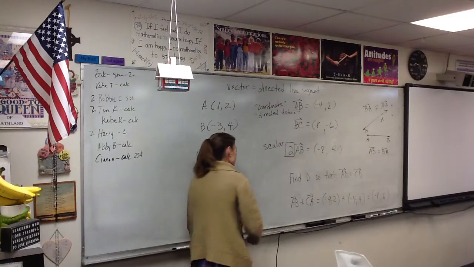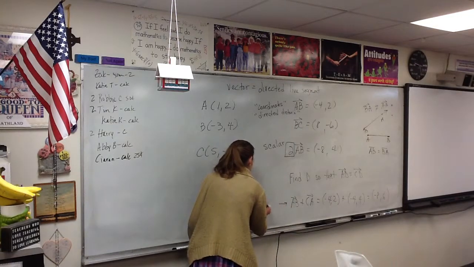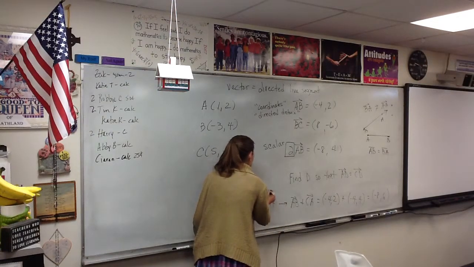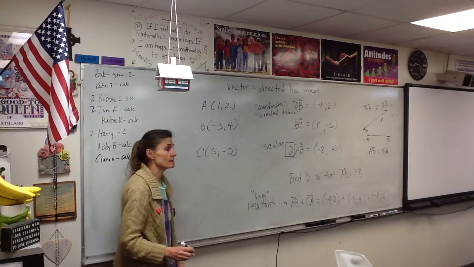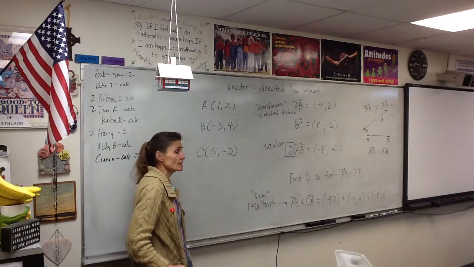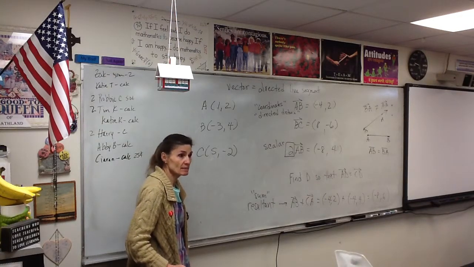In vector land, the sum is referred to as the resultant. So instead of sum, we say resultant. When someone says to you, find the resultant of these two vectors, you're simply going to add them together. Resultant means sum.